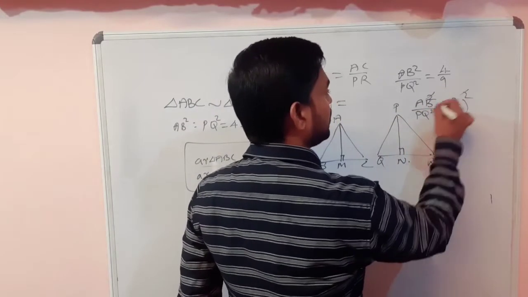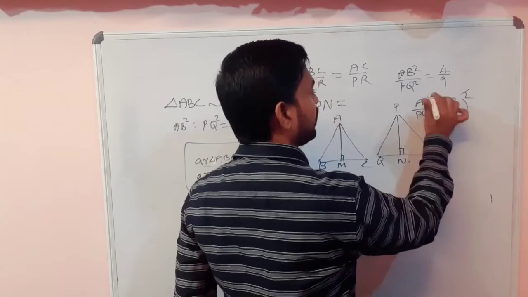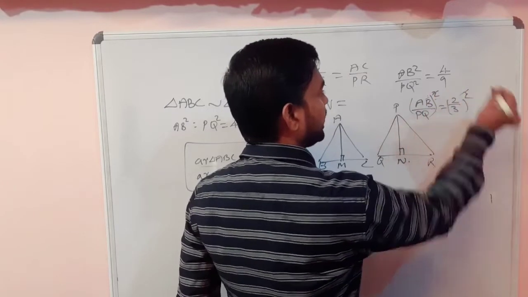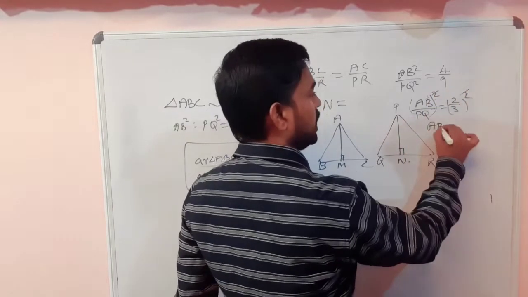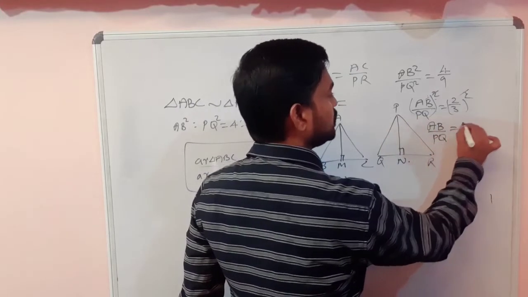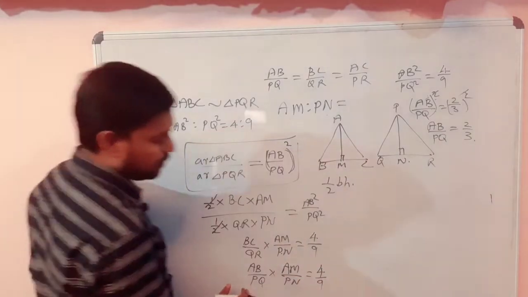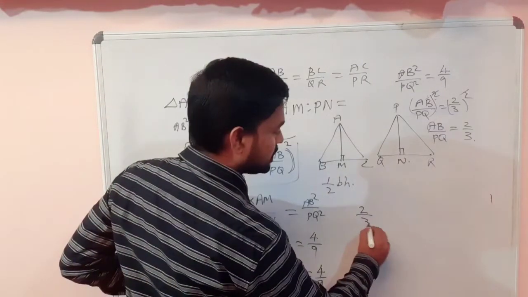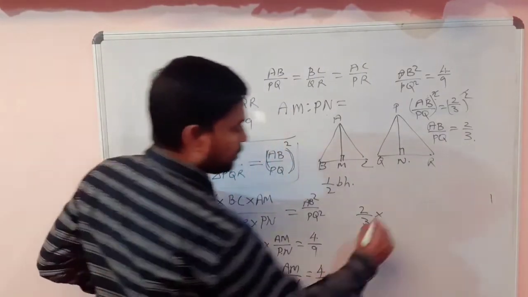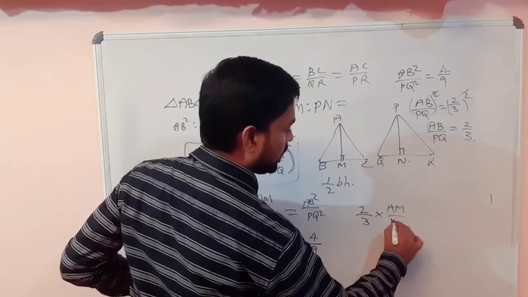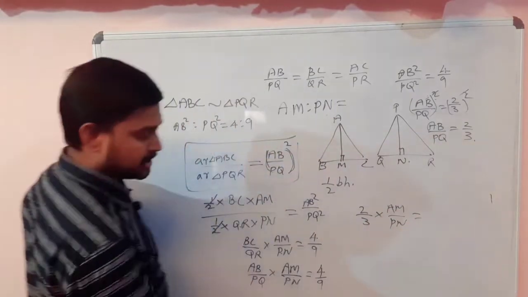Both sides square can be cancelled. This square we can give as whole square, so this will be cancelled with this. So we will get AB by PQ is equal to 2/3. So we can insert instead of this AB by PQ as 2/3 into AM by PN. AM by PN is equal to, this is 4/9.